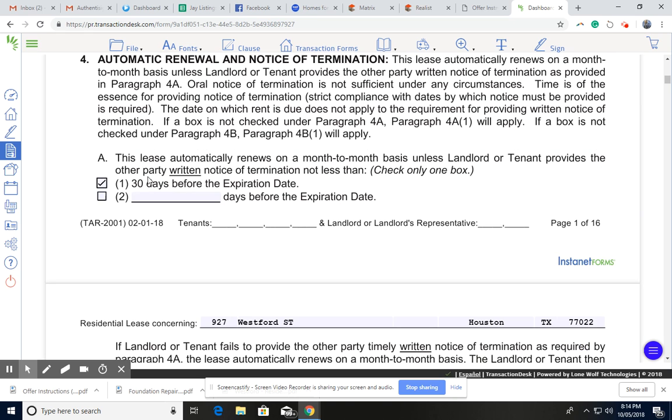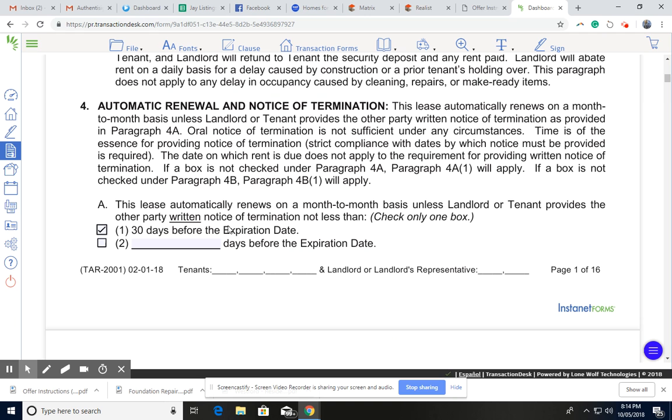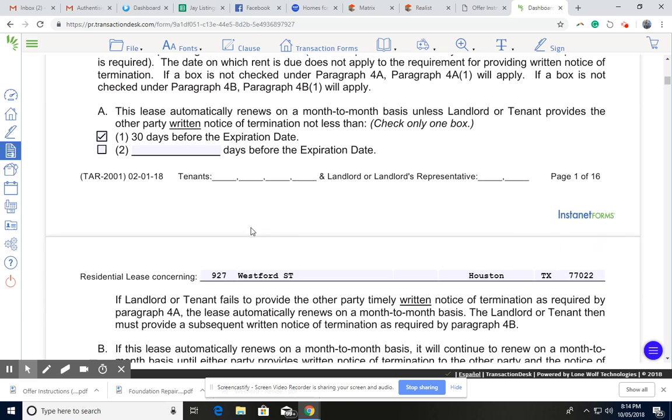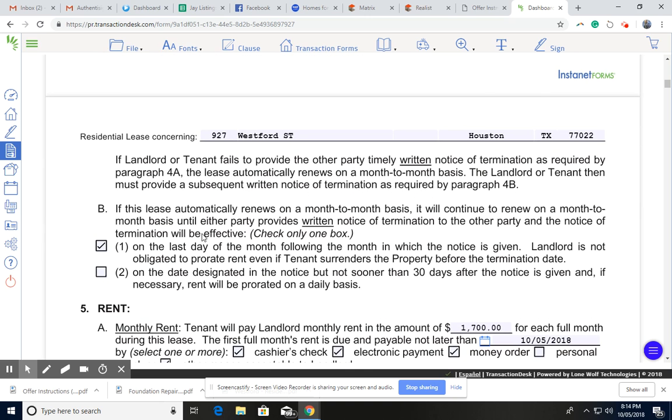And then here it says automatic renewal and notice of termination. We give them: the lease automatically renews on a month-to-month basis unless landlord or tenant provides the other party written notice of termination not less than 30 days before the expiration date. So it's basically telling the tenant that they need to give us a 30-day notice before the termination if they don't choose to renew or if they want to move out.